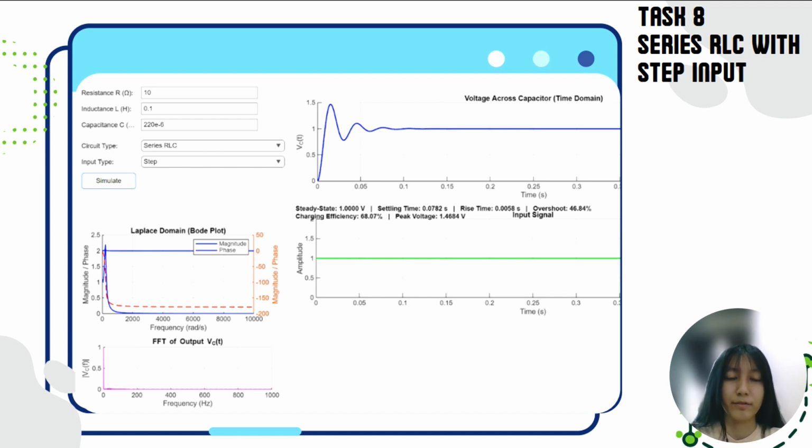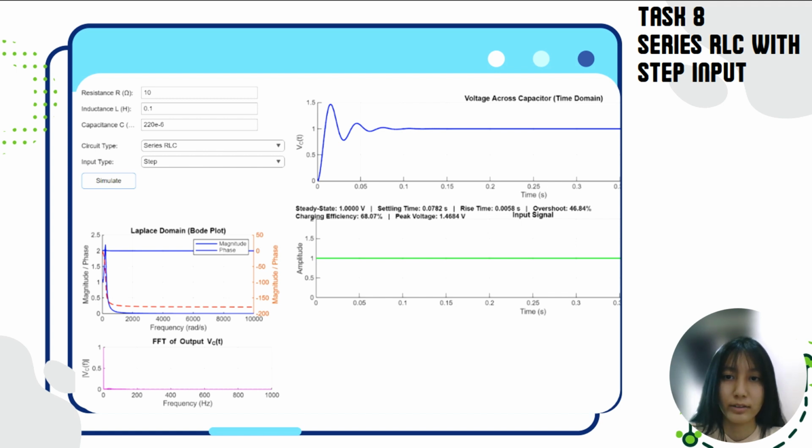Steady state value is the final voltage the capacitor reaches after all transient effects die off. Rise time is the time taken for the voltage to rise from 10% to 90% of the steady state value. Settling time is the time required for the response to remain within 5% of the steady state value, while overshoot measures how much the voltage exceeds the steady state value. Lastly, charging efficiency refers to how much energy from the source is actually stored in the capacitor, with the rest dissipated as heat.